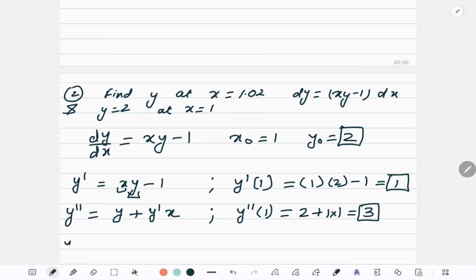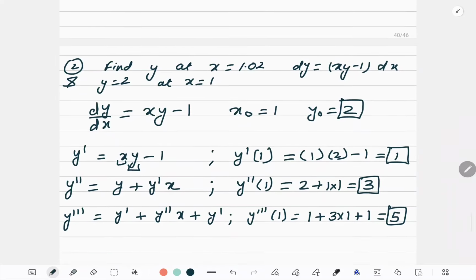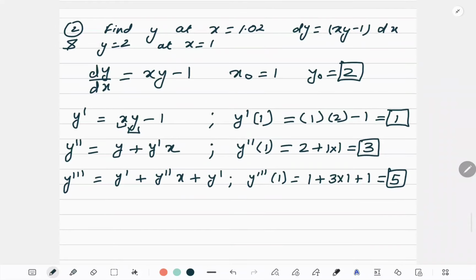Right? Now do y triple dash. So differentiation of y is y dash plus y double dash x plus y dash. Now this value I need at the initial point. So y dash is how much? 1 plus 3 into 1 plus 1. So 3, 4, 5. So next value is 5. Now what I'll do? I got 3 non-zero values. So I will substitute in the series.